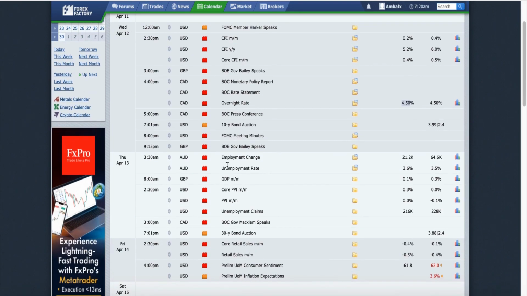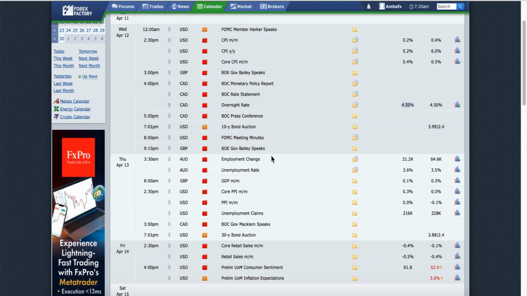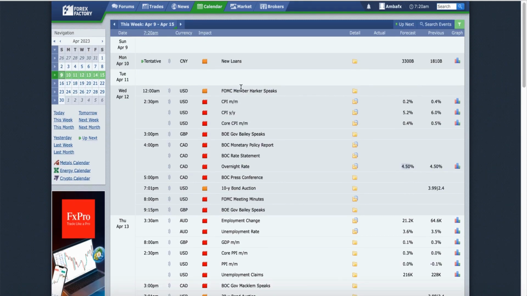On Thursday we have the AUD unemployment rate coming out of Australia. Thursday too, in the United States, we have the core PPI, that is the producer price index, month over month, and the unemployment claims out of the USD. But the one we focus on this week is the CPI data.